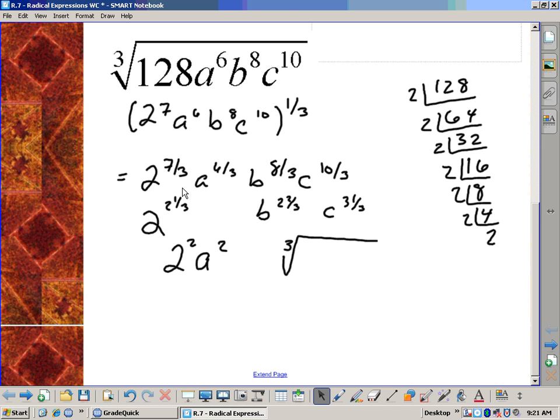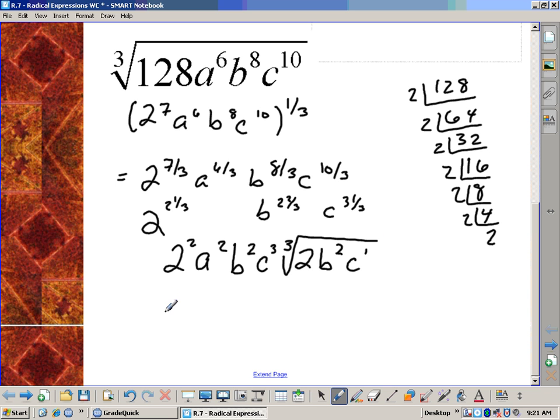Now, what am I going to do with this 1/3? Well, remember the 3 is being taken care of by the root here. So that means I'm going to put 2 to the 1st power underneath my radical 3. B, I've got 2 full b's. So I'm going to go b squared there, and I've got 2 leftovers. The 3rd is already there, so I've got b squared. C is going to go to the 3rd power, and I've got c to the 1st power on the inside.